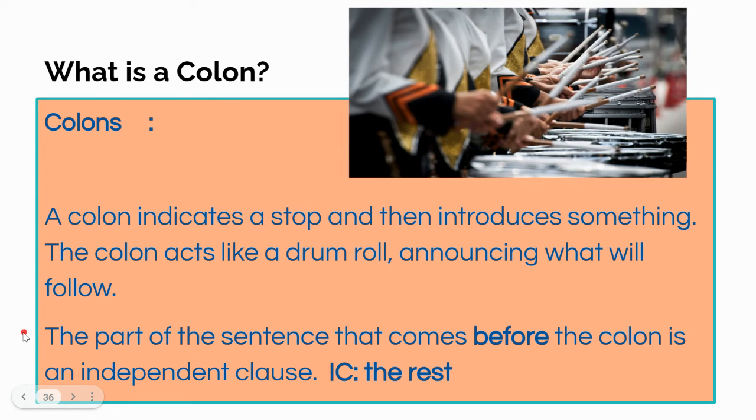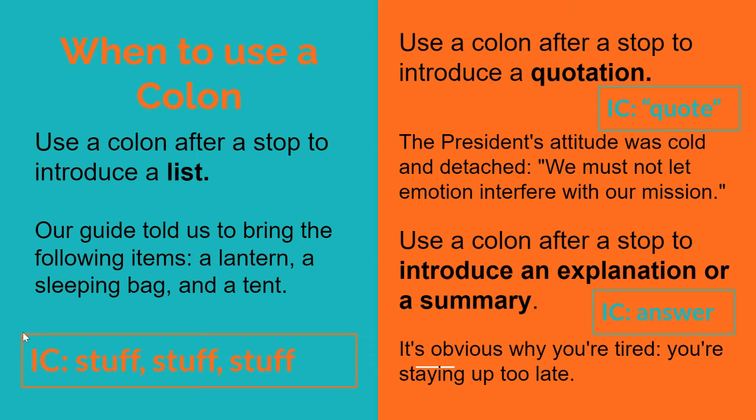So the part of the sentence that comes before the colon is an independent clause. And then you have the rest. It's either an explanation or maybe it's a list. We'll look at some examples. So you can have an independent clause and then a list of stuff, separated by commas.